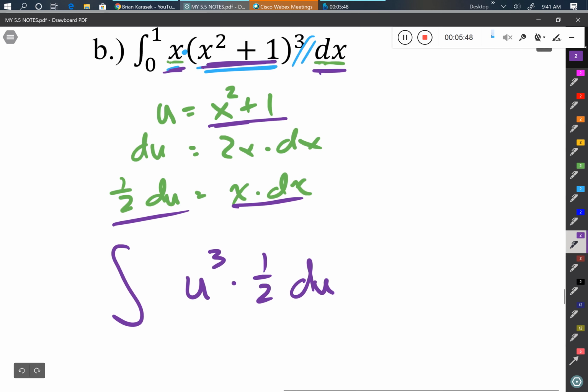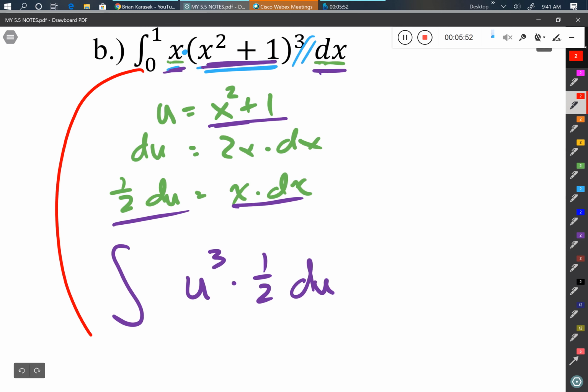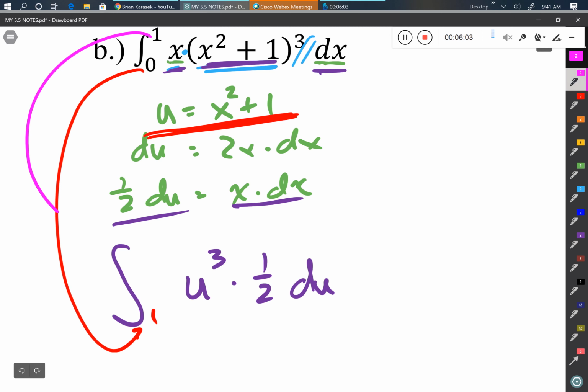And now I've got to figure out my limits of integration. The lower limit of integration was a 0. What will it become? Well, I'm going to put that 0 into this u statement here. 0 squared is 0 plus 1 is 1. So my lower limit is 1. My upper limit of integration, what is it going to become? I'm going to put that 1 into the u statement. 1 squared is 1 plus 1 is 2. And this becomes the integral from 1 to 2.